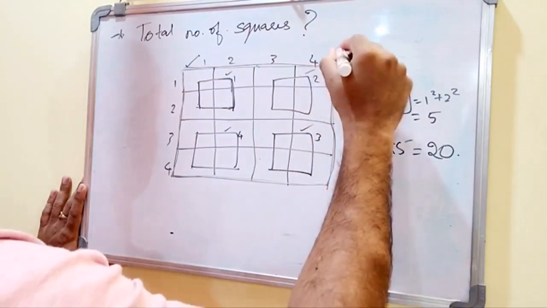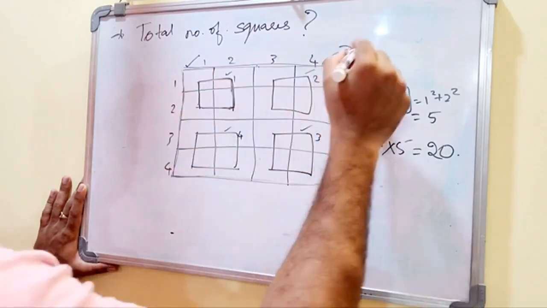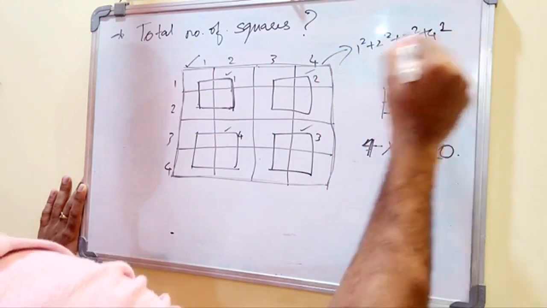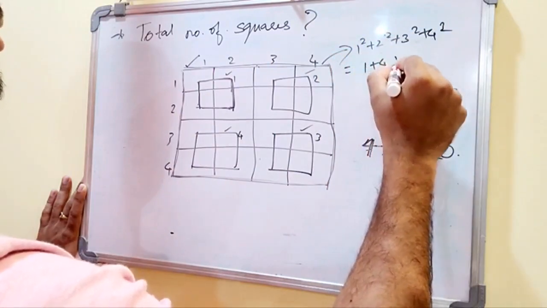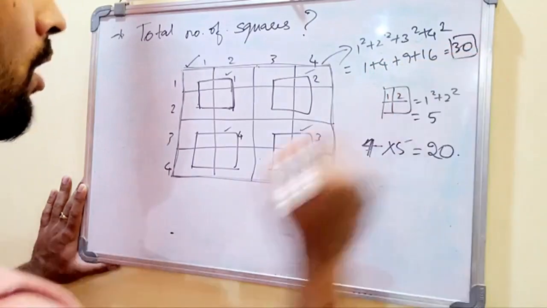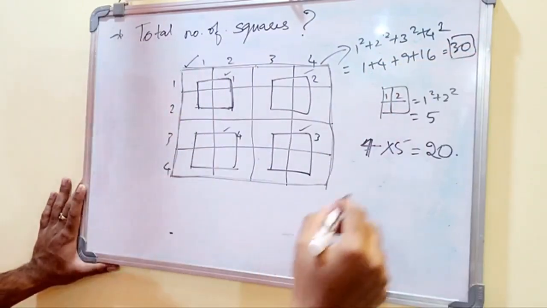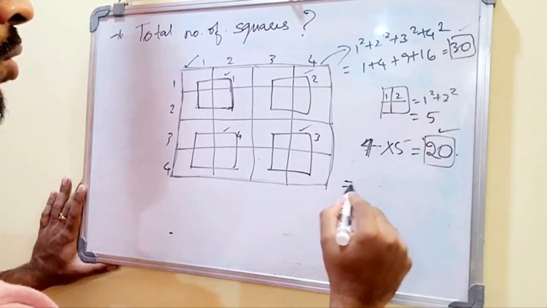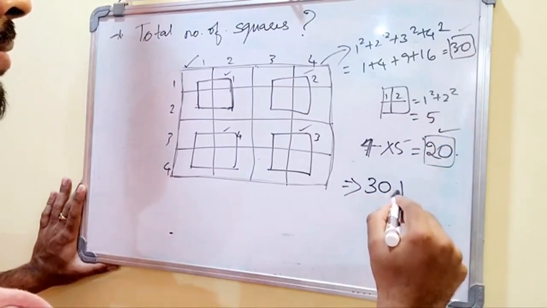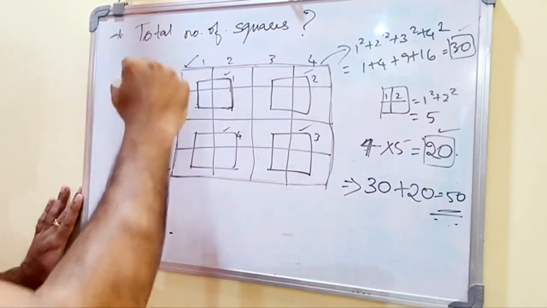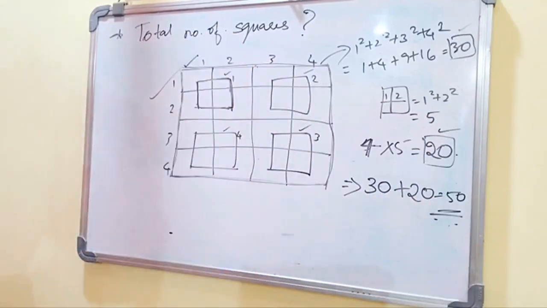How many squares does this bigger square contribute? It is 1 square plus 2 square plus 3 square plus 4 square. So 1 plus 4 plus 9 plus 16 equals 30. So the total number of squares in the given figure is 30 plus 20, which is equal to 50. So the total number of squares in this given figure is 50.